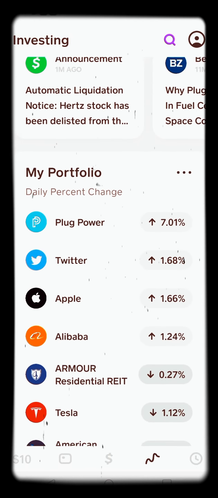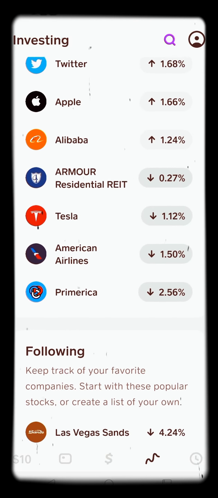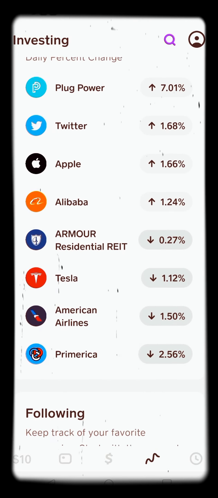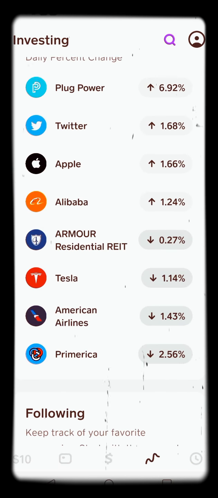Let's see if I can maybe show you real fast. Sometimes, when you have multiple stocks and you click on them, you will see that some of them will be in the same position. Now, watch that one. Okay, you see that? Now, let's see if we can catch another pattern.